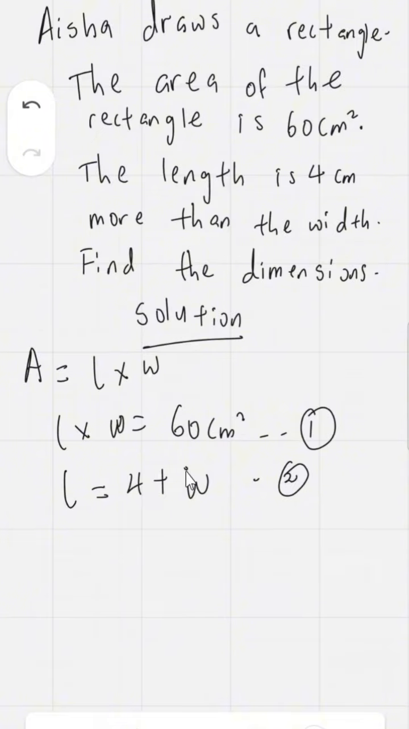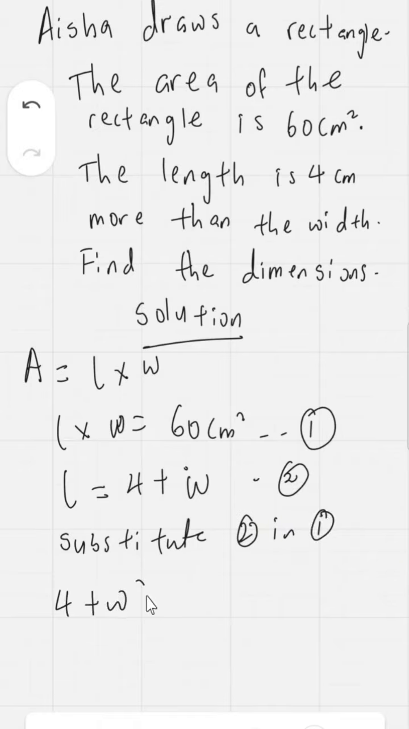But they gave us that L is equal to 4 plus W. All we have to do now is, since we have L in equation 1, substitute for what L is in equation 2 in equation 1. So substitution method. So substitute 2 in 1. So it becomes 4 plus W multiplied by W equal to 60. So we have to open up the bracket. So you do W times 4 is 4W plus W square equal to 60.